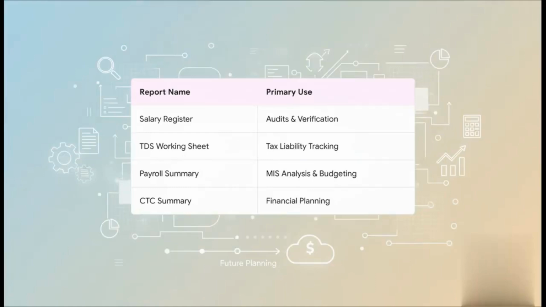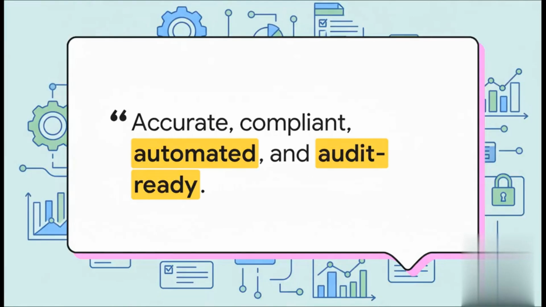The salary register, that's your best friend during an audit. The TDS working sheet, it lets you track your tax liability with no guesswork. You've got the payroll summary for high-level analysis and budgeting, and the CTC, or cost-to-company summary, that's absolutely crucial for financial planning. See, this isn't just a pile of numbers anymore. It's truly actionable intelligence.